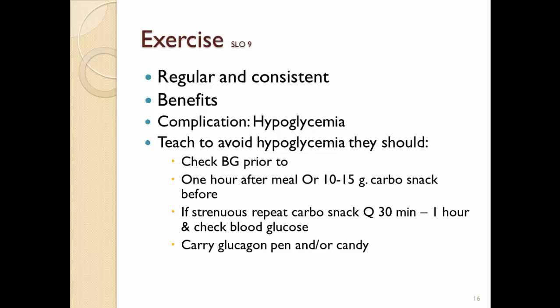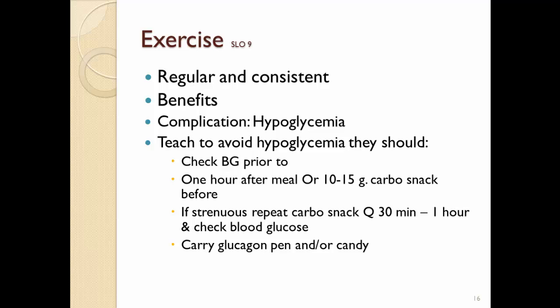Exercise 1 hour after a meal. Or if it's at an odd time and you haven't eaten, then you should take a 10 to 15 gram carbohydrate snack. So something that has some complex carbohydrates that's a slow release, and not something that's simple that's going to spike up and then fall back down. Okay? So, crackers, things like that, bread. Sometimes you'll see them just having a snack, it could be a protein bar or something of that sort.